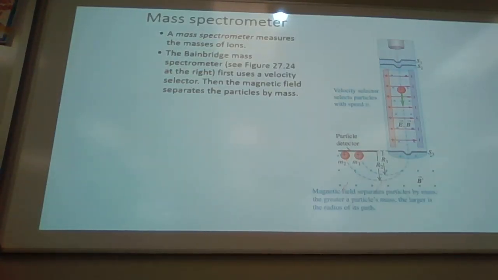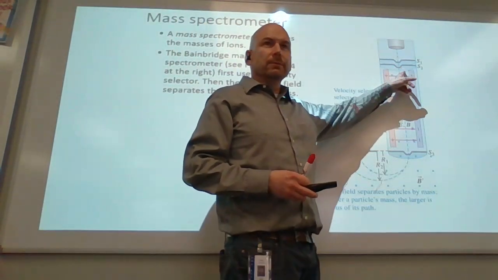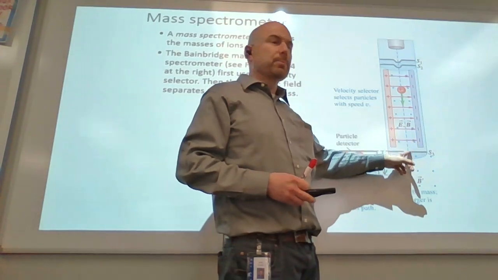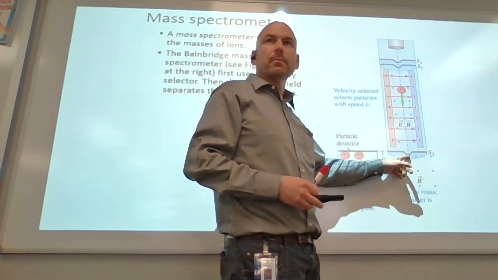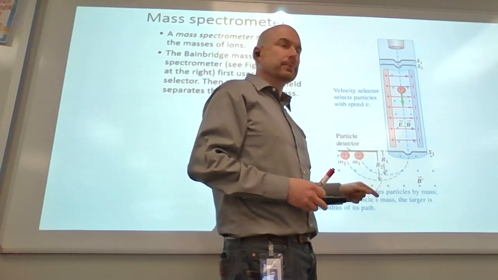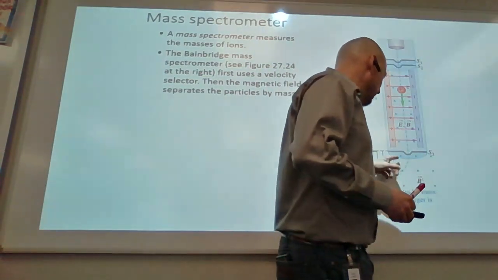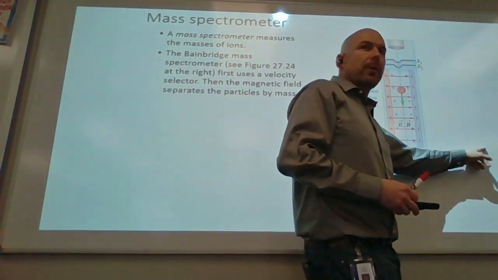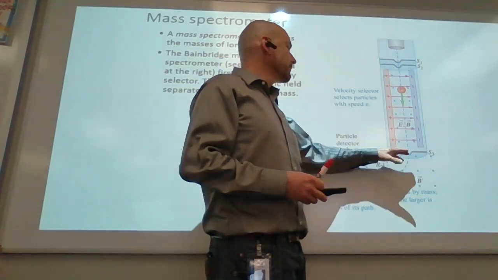Okay, so the charge doesn't matter here, but it does matter once you get into a place where it's just a magnetic field. So if it was one charge, it'd go the other way, like go this way. If it was another charge, it'd go the other way. So this is known as a mass spectrometer.